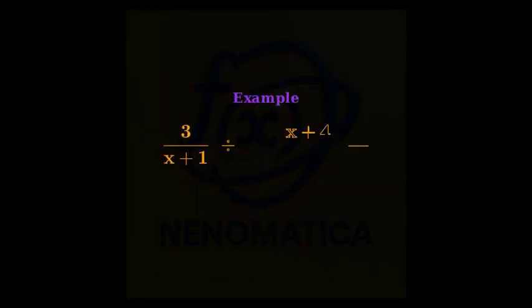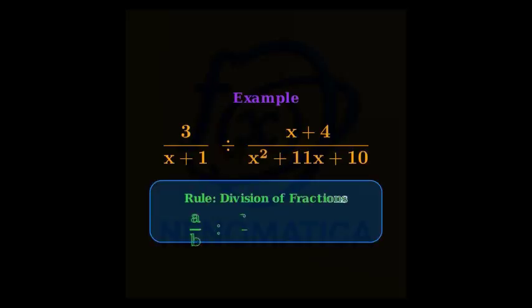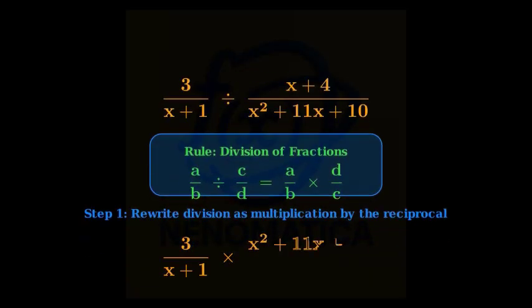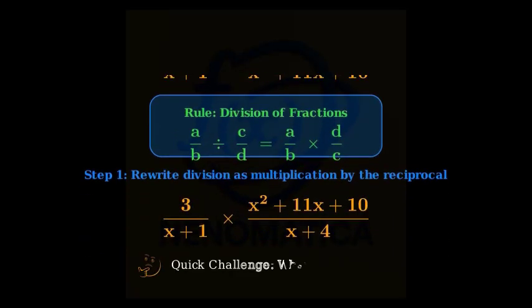We display the word example, then the problem in bold orange. Step 1. Division of fractions equals multiplication by the reciprocal. We replace division with multiplication and flip the second fraction. Now, we show the rule box. And here is the rewritten expression.